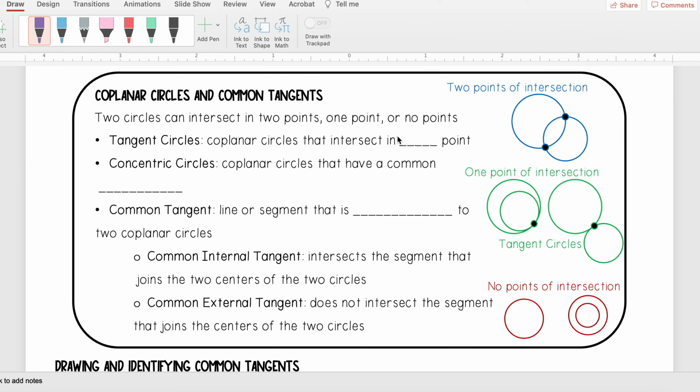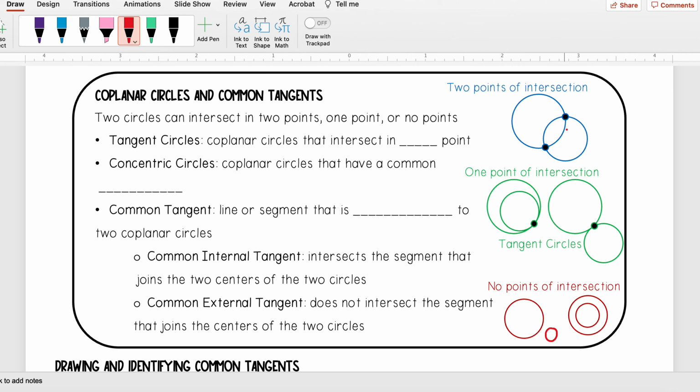Now for this video, we're going to be looking at coplanar circles and common tangents. So we're going to see many different ways that we may see tangents and common tangents represented. So first, as you can see in these three images below, which here we should draw another circle, we see that two circles can intersect in 2 points, 1 point, or no points.